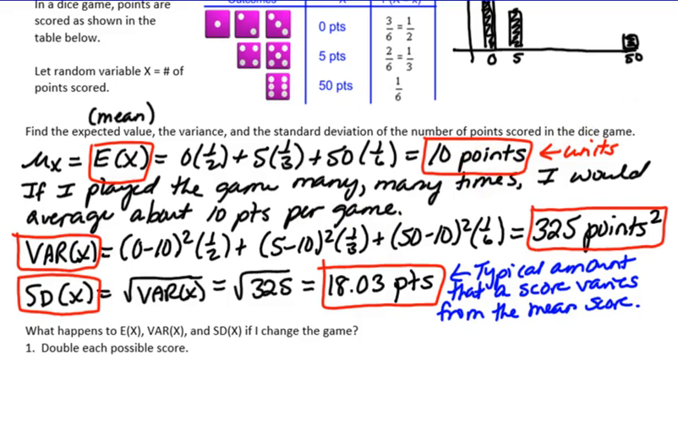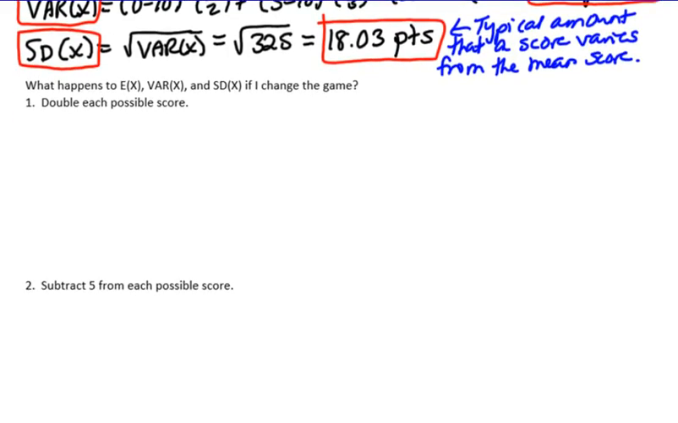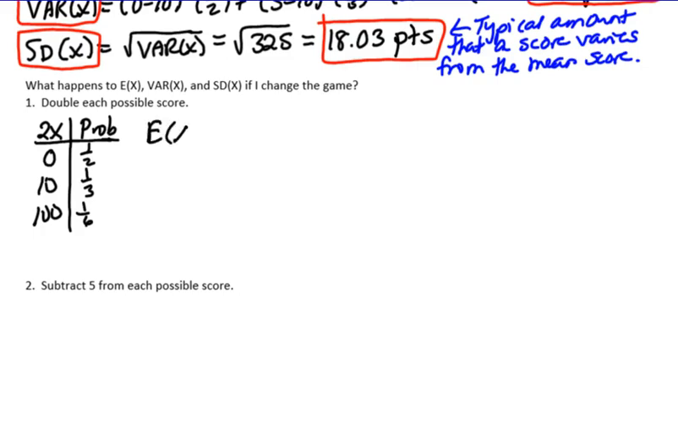Now we're going to look at what happens when we transform the variable, when I change the game and make the variable something different. So what if I double each possible score? Well, the distribution of that would look like 2x, and here's the probability. Instead of 0, 5, and 50, we have 0, 10, and 100 with the same probabilities, 1/2, 1/3, and 1/6. So we're going to calculate the mean, variance, and standard deviation of 2x.